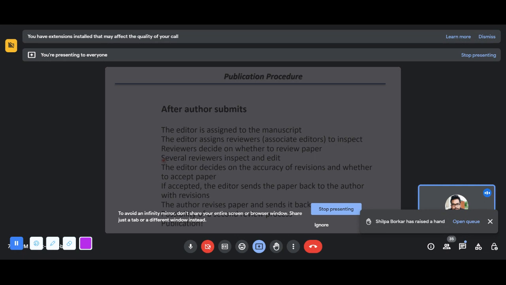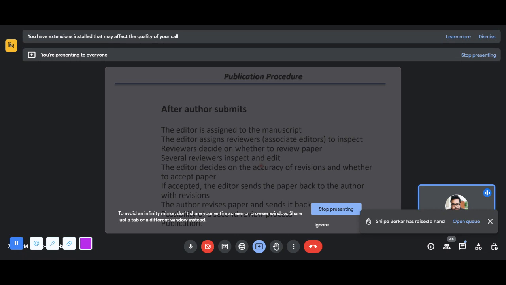If they agree, the paper will be given to them, and they will go through it and decide whether to review it. Several reviewers will inspect and edit your paper, and then they will put in their comments and send their feedback, whatever they feel about the paper. They can reject the paper, or they can say okay, some improvements are required, and give some major reviews.